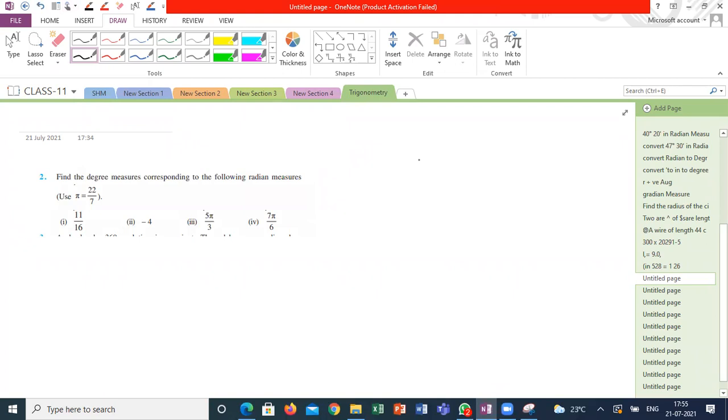Guys, will you try all the 4 questions? 11 by 16 radians into degree measure. What formula you have to use here, students? 180 by pi. Yes, first question, 11 by 16 radians. 180 by pi into 11 by 16 radians. How much you are getting? 315 by 8. 315 by 8 degrees.